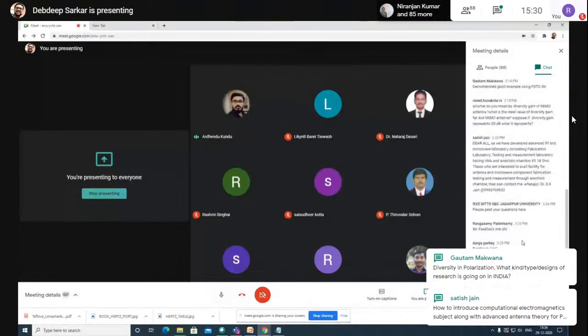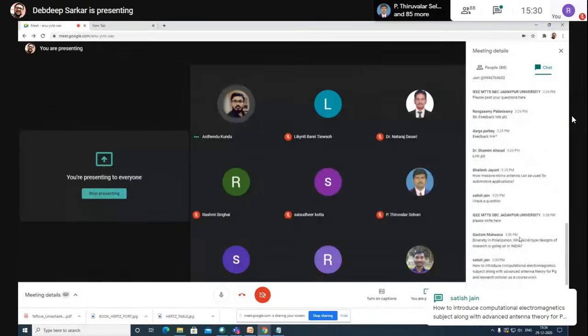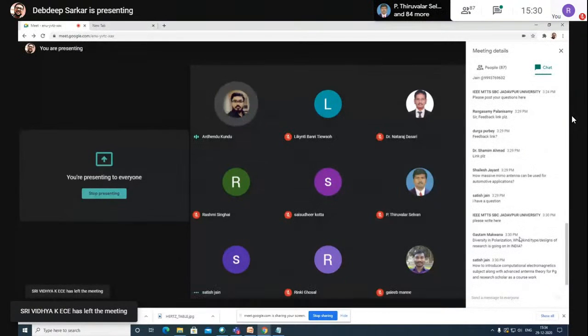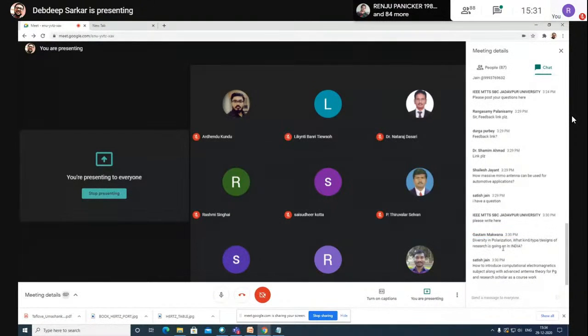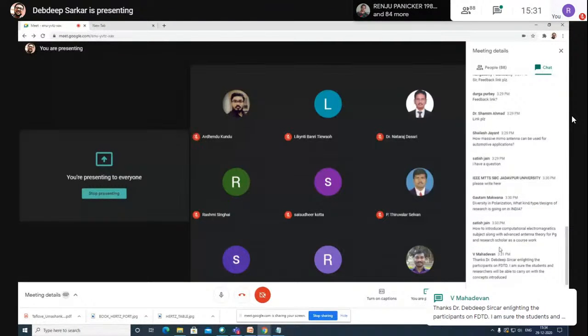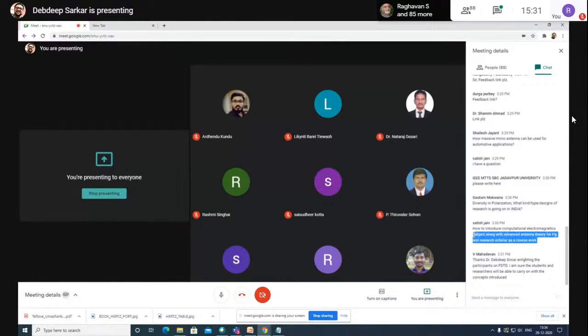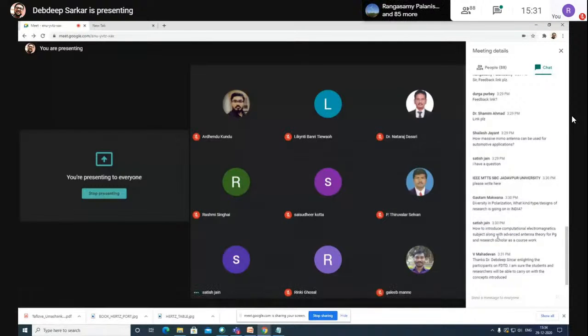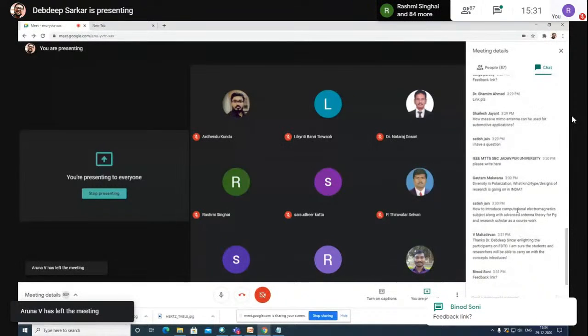Okay, thank you. Next question is how massive MIMO antenna can be used for automotive applications? Well, I think this is also not exactly related to the FDTD, but it can be used. I would suggest the person look up some work on vehicular radar, or phased arrays in vehicular applications. Massive MIMO, as I iterated, is basically just the extension of the concept of a large phased array. So that is it.